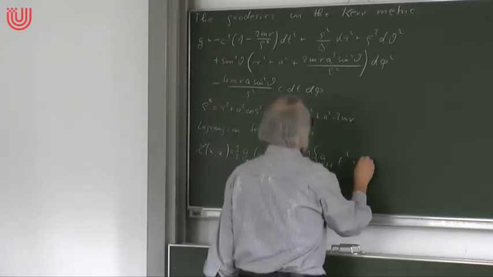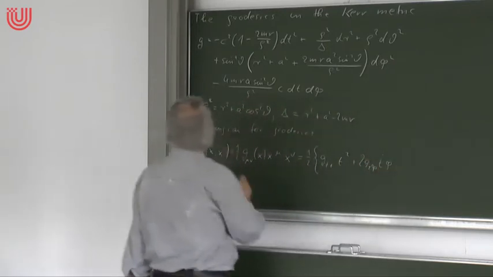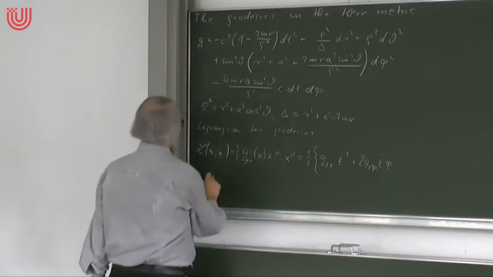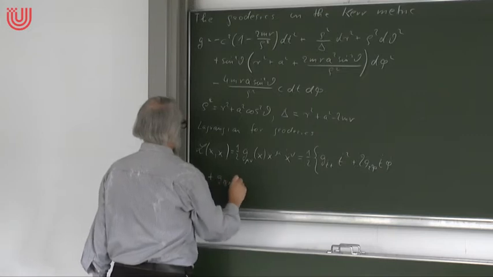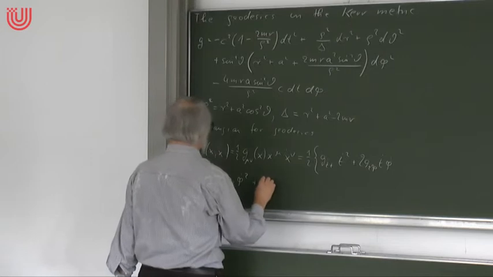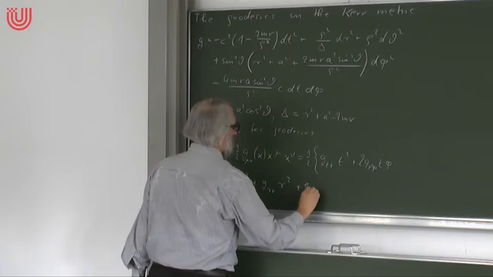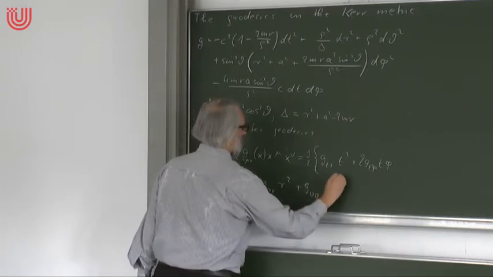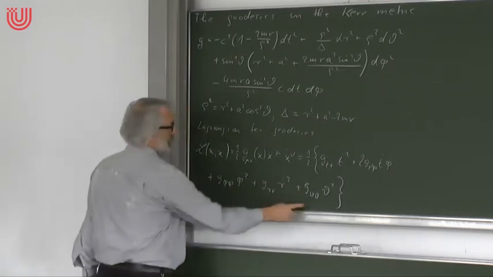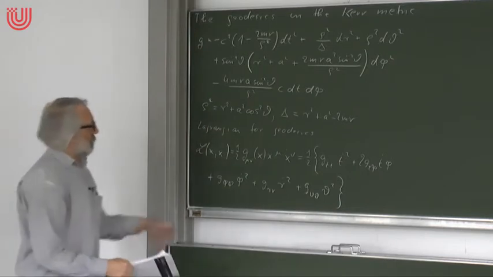Then we have a mixed term, 2 g_t phi t dot phi dot, that's this term here. Then we have a phi term, and we have the r dot squared and theta dot squared terms, plus g_theta theta theta dot squared. So these are diagonal terms, and one off-diagonal term.